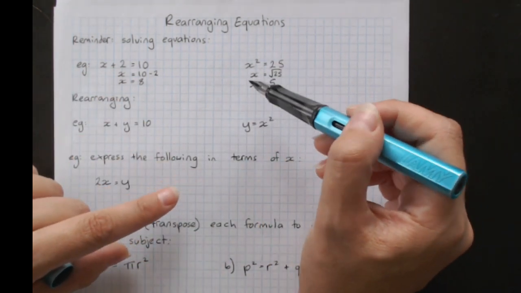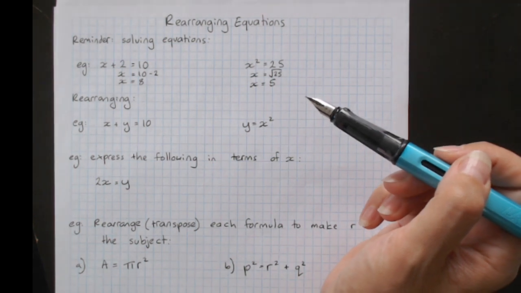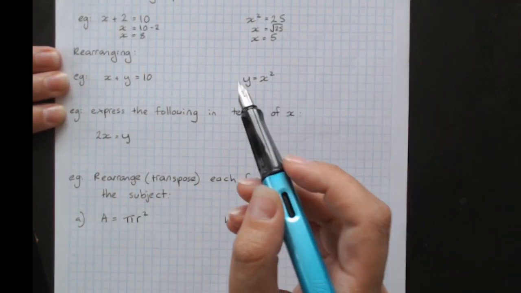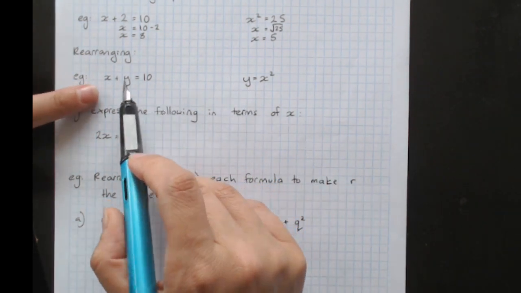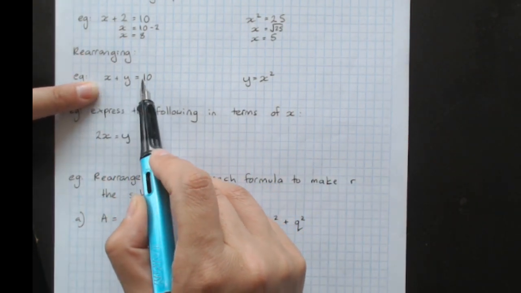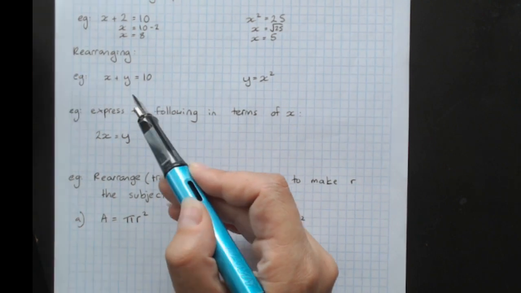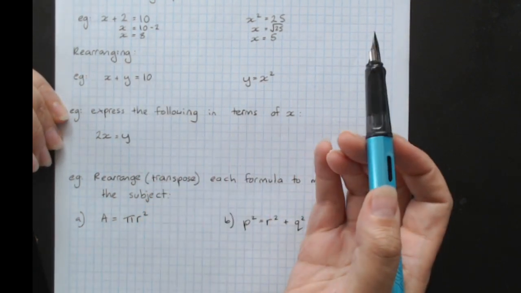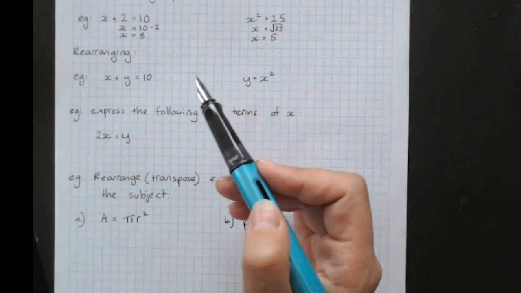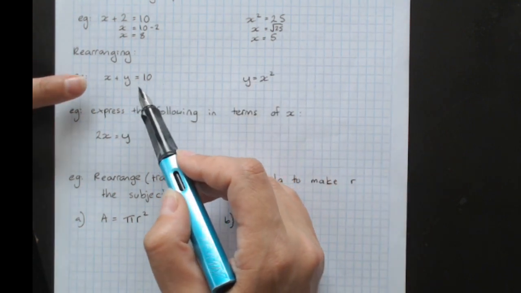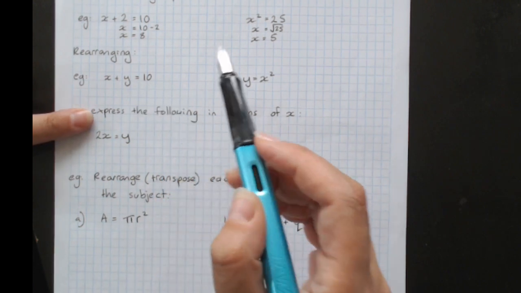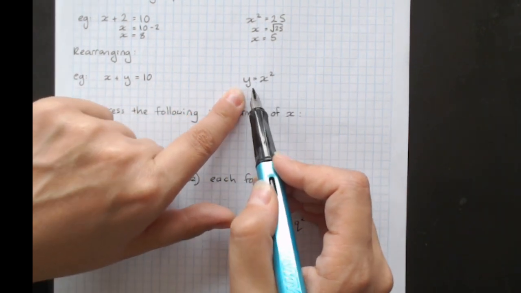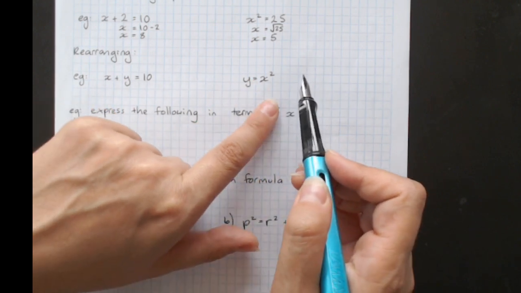So there's solving an equation if I've got a squared in it. We also need to be able to rearrange equations. For example, this one here is x plus y equals 10. I might prefer my equation to be x equals something. That is, change my equation so it has the subject as x. Same here. The subject here is y. I might prefer the subject to be x.